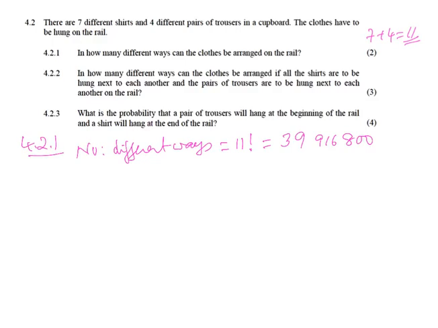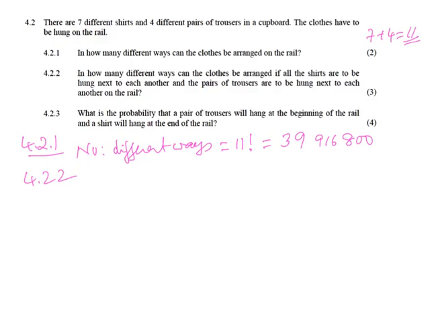Or you can leave your answer as 11 factorial, or you can write 39,916,800. Next question 4.2.2. It says, in how many different ways can the clothes be arranged if all the shirts are to be hung next to each other and the pairs of trousers are to be hung next to each other on the rail? That means shirts together and trousers together. In 4.2.1, they need not be together. So now here, shirts are together and trousers are together.